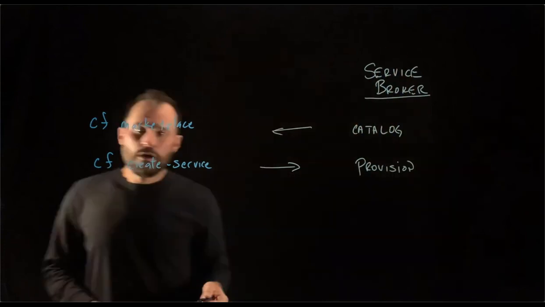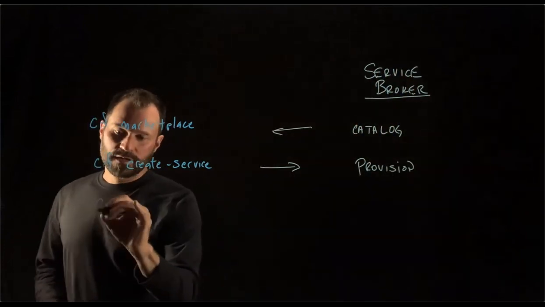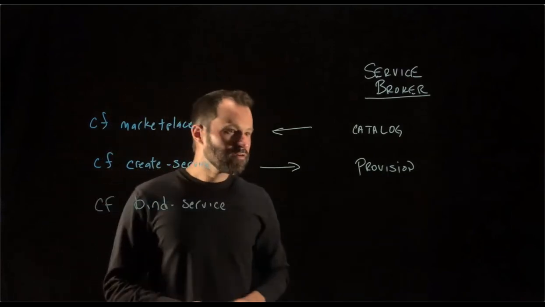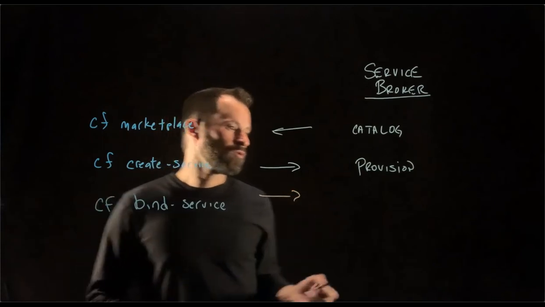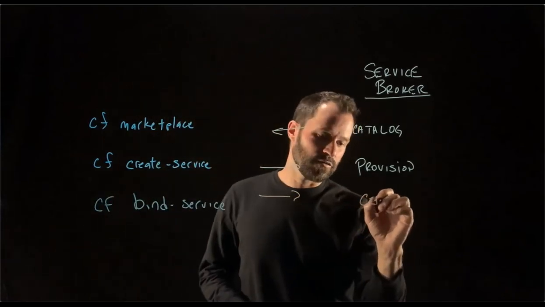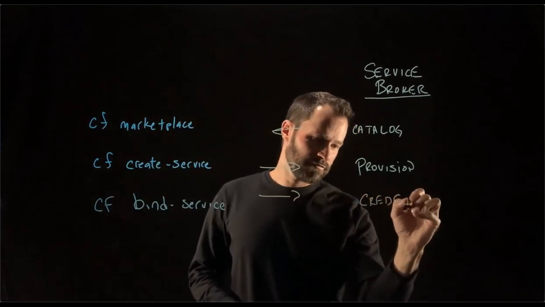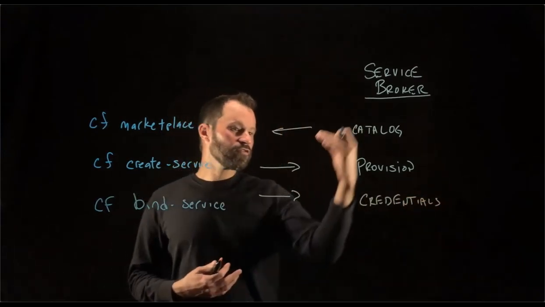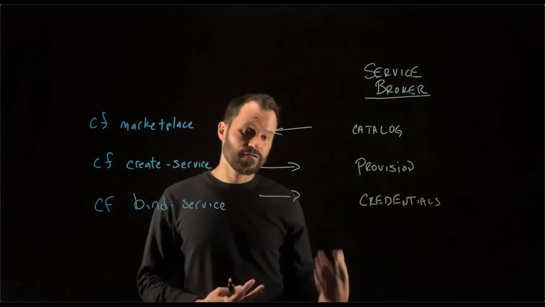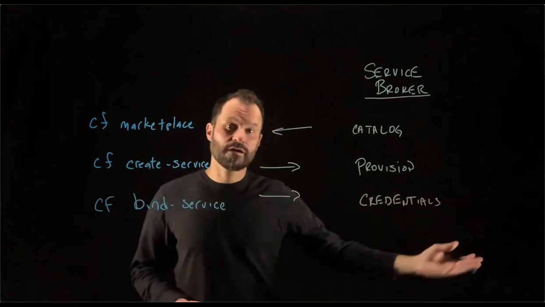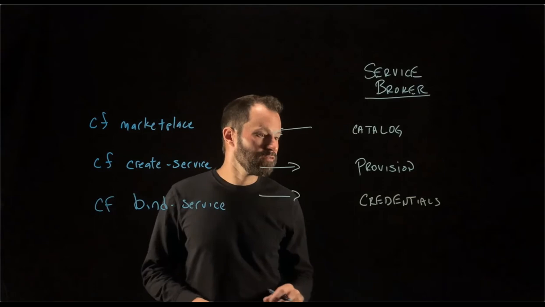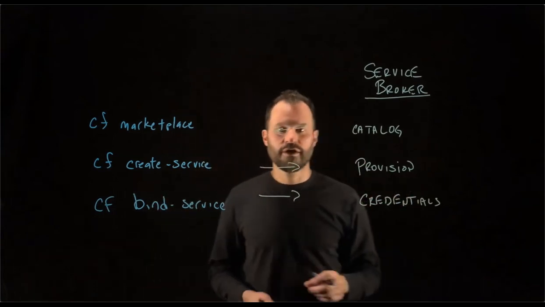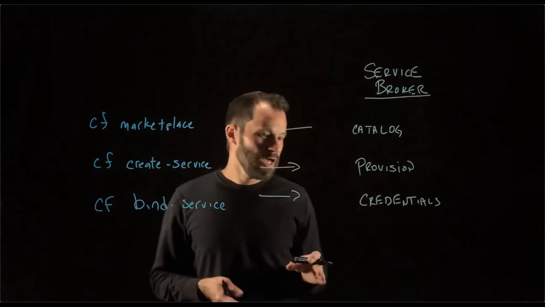When you want to use that database for your application, you'll do a CF bind service. Bind service is again making a call to the service broker, but what it's really asking for at that point is a set of credentials that your application can use. And so the service broker will generate a unique set of credentials for your application, again, potentially making calls to something like Amazon RDS. It'll return those credentials, and it'll set those credentials as environment variables for your application.